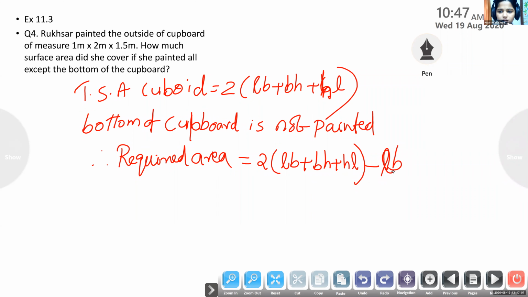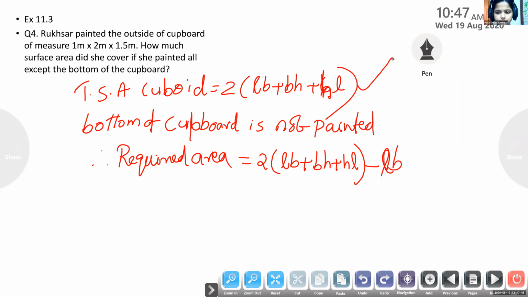Ma'am, can you explain? Sure. We have a cupboard and we need to paint all parts of the cupboard except the base. So what we wrote first is the total surface area of the cuboid. Total surface area of the cuboid is 2 into LB plus BH plus HL. It includes the 6 faces, but we are painting only the 5 faces. The base, that bottom portion, we are not painting. So from the total area, we need to subtract the area of the base. Understood?